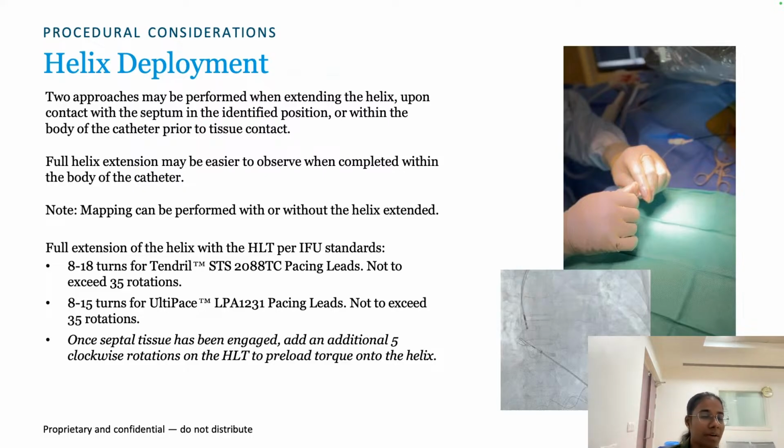When we are advancing the lead into the catheter, the radiopaque area which you see here is the mapping area. So we can take our lead here and extend our cathode outside. Then we can map and pace the left bundle area to analyze the threshold, impedance, everything. In a multi-phase lead, we can turn around 8 to 15 turns to extend our helix. And we have this helix locking tool.